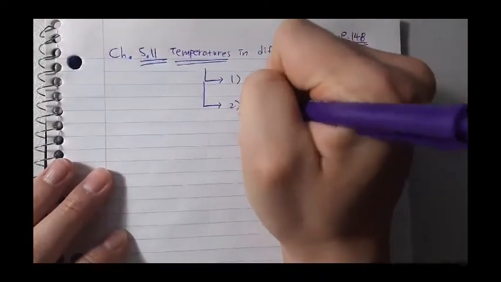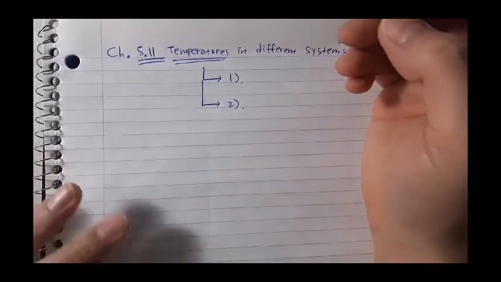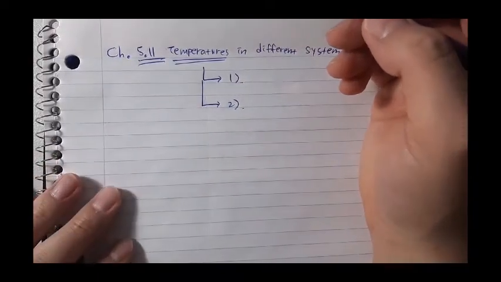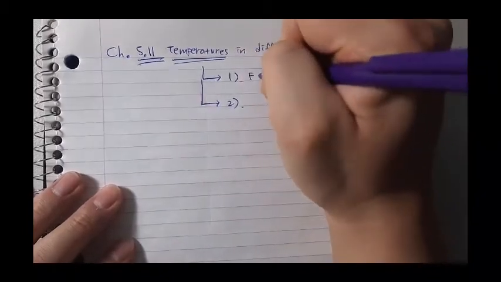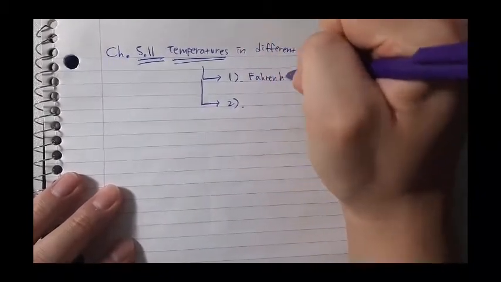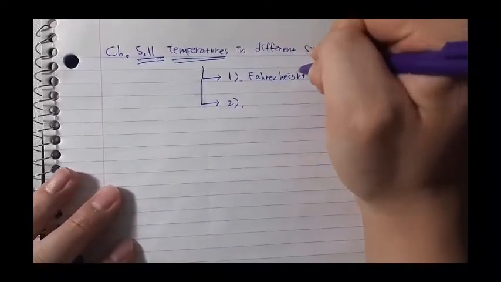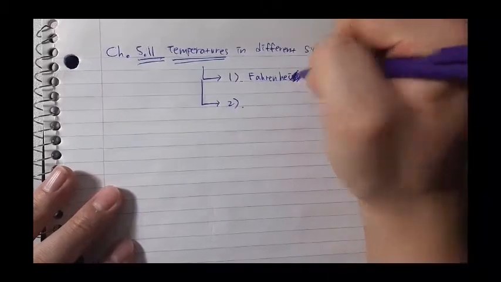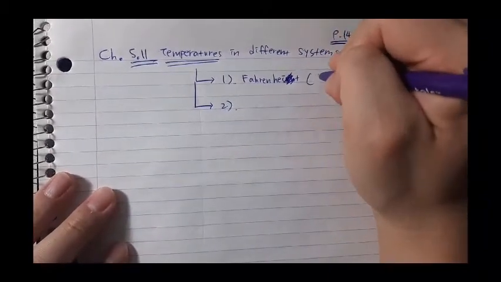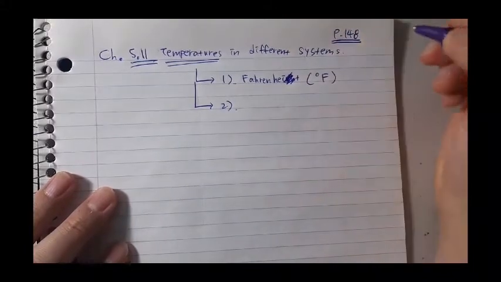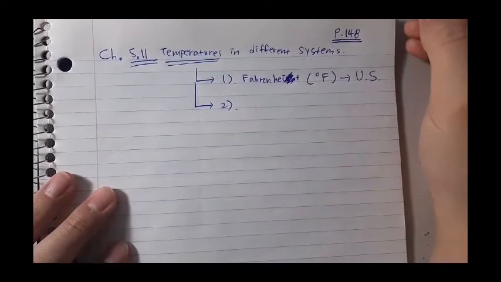Basically, the US use this a lot, which I'm going to put as number 1, and then the rest of the world use the other. Both of them were named after scientists. Gabriel Daniel Fahrenheit. Oops, it's not GH. Fahrenheit. There you go. Fahrenheit uses the degree symbol and F, and the country that uses it is basically the US.